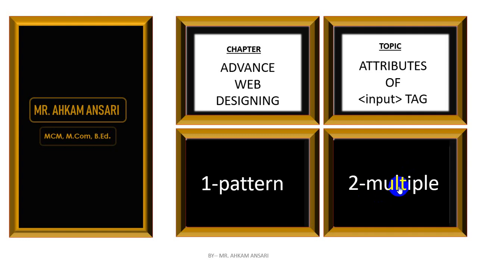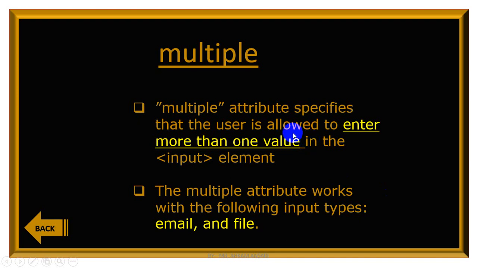Okay, so let's have a look at the multiple attribute. I just want to click on multiple. See what is the use of multiple. It's a definition, one of the simplest definitions I have written. Multiple attribute specifies that the user is allowed to enter more than one value. Okay, so if you use multiple attribute, the user can upload or insert more than one value in the input field. Which input field? In input type equal to email and in input type equal to file. These are two input types which support multiple attribute.